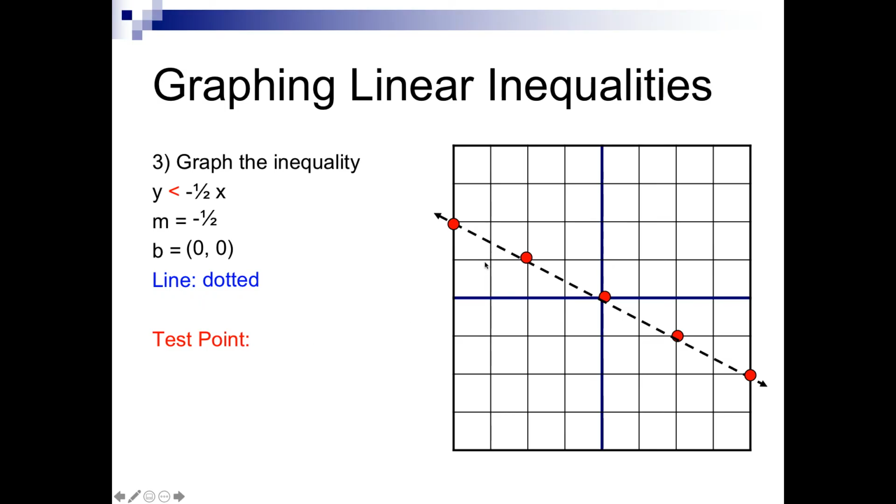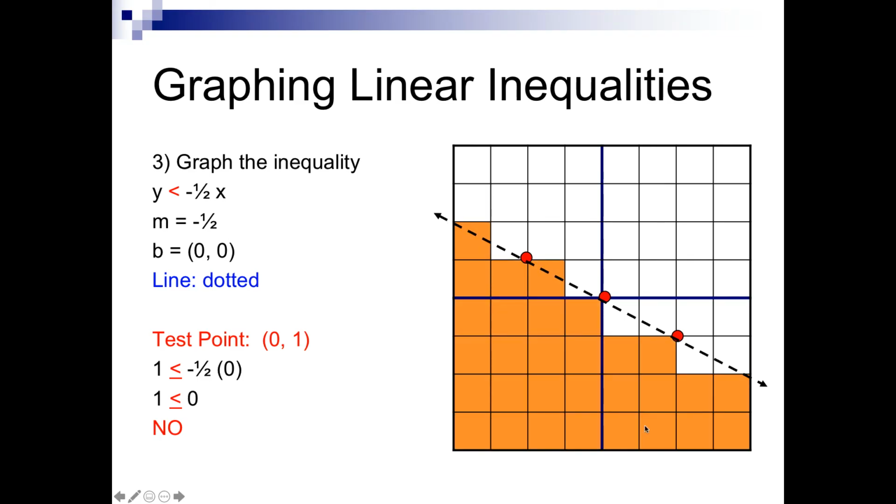And now I need to figure out where to shade. Well, I can't use the origin because it is on the graphed line. So I need to pick another point. So I'm going to pick (0, 1). When I substitute that into my inequality, I get 1 is less than or equal to 0. This is not a true statement. So the point (0, 1) is not going to be shaded. So everything above the line is not shaded. Everything below the line is going to be shaded.